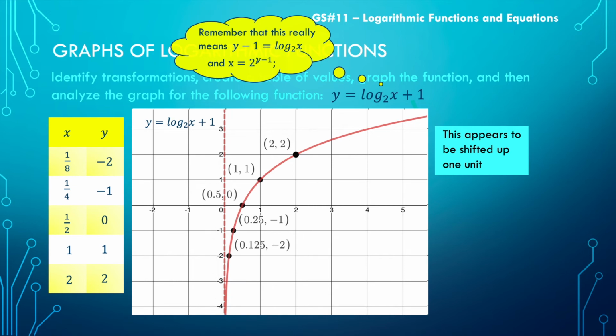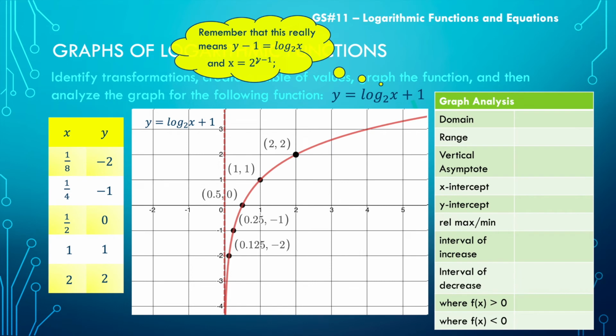Now let's take a minute and use this graph to analyze the function. All right, take a look at this. Tell me about the domain. What do you think about the domain here? The domain doesn't go any further to the left than this asymptote, right? So our domain is going to be from 0 to infinity. The range is -infinity to +infinity because this graph goes infinitely down and infinitely up.